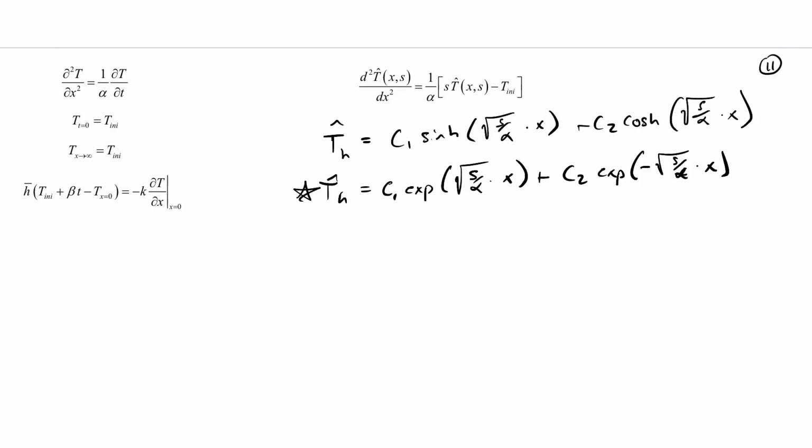Okay, I'll just give you the particular solution. So the particular solution becomes T hat P. That becomes T initial divided by S. So you could convince yourself that that's the case, but I'll just leave it there. So then you add these things back together. So T hat is equal to T hat H plus T hat P. Okay. So now we have this general solution. We have C1 and C2 appearing.